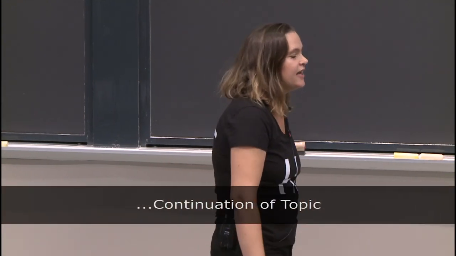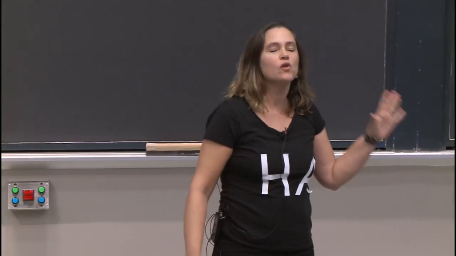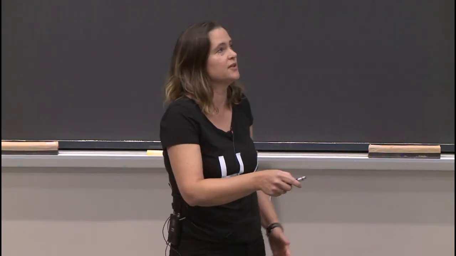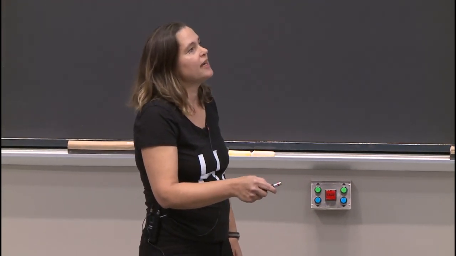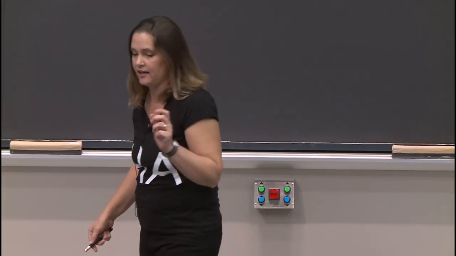So again, we've been studying acid base, and there are only five types of acid base problems. Weak acid in water, which we already did, check. Weak base in water, which we're going to do right now. And as soon as we're done doing weak base in water, I'm going to explain to you how salts in water are just weak acid in water or weak base in water problems. So you already know how to do them as soon as I teach you about weak bases. And then we're going to move on and do buffers. And then next week, we're going to do strong acids and strong bases. And then you'll have all five.